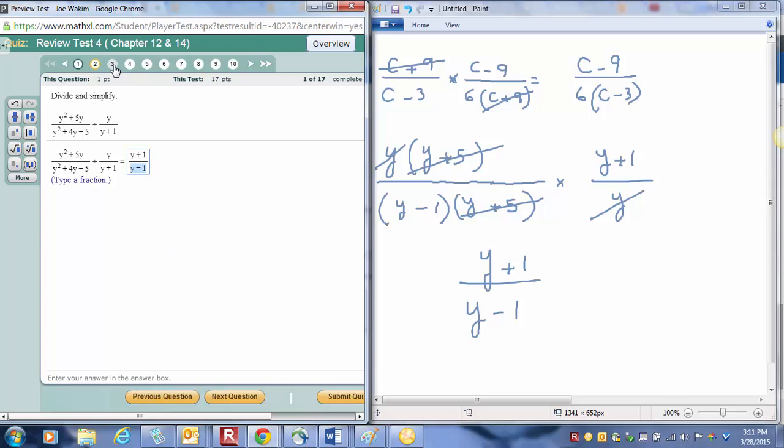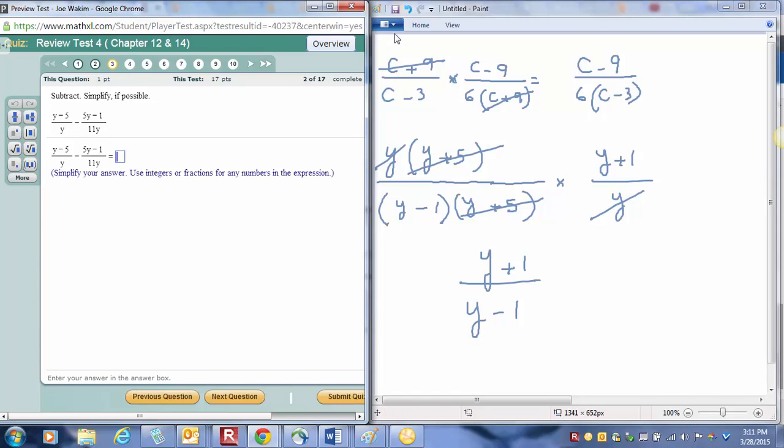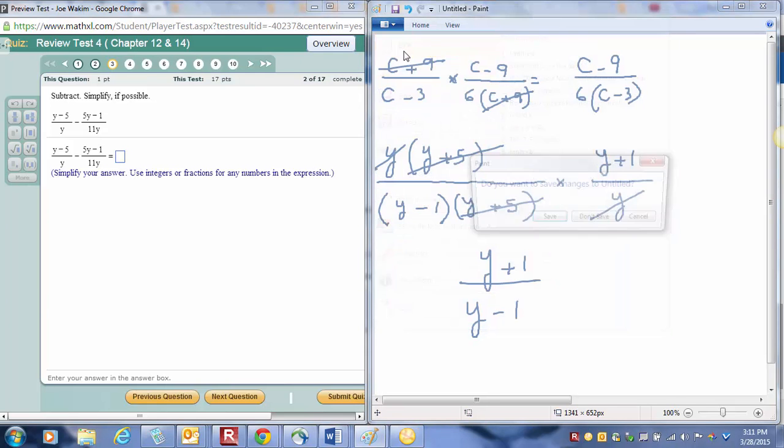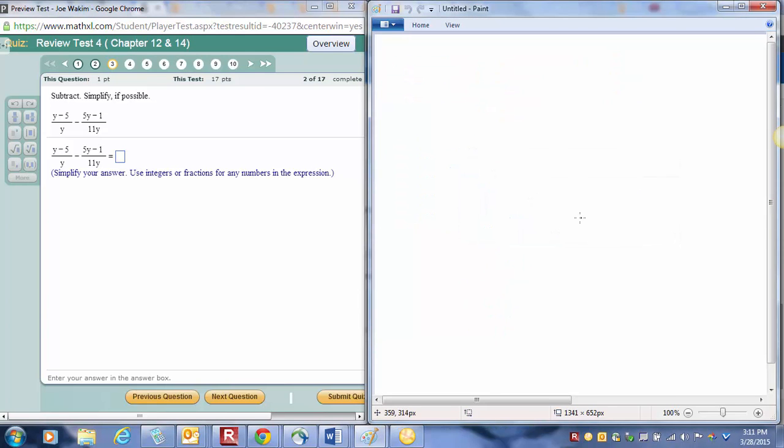Let's do the next question. The next question, we have to subtract. And when you subtract, you have to have the same denominator, right? Every time we subtract fractions, we have to have the same denominator, which is not true in this case. This is 11y and this is y. So all we have to do is change this to 11y, but we have to multiply up and down by 11.